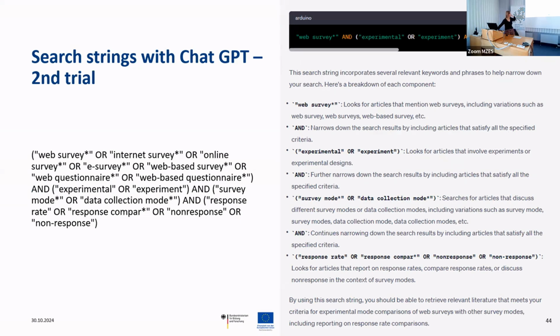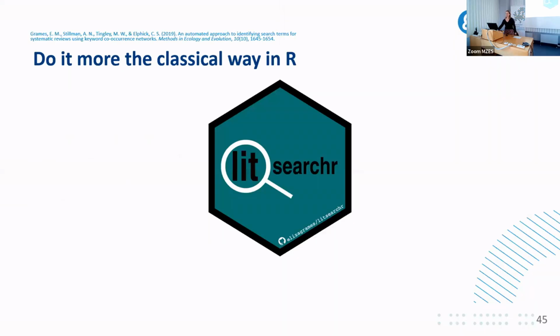And then it gave me a nice search string, which showed it understood that web survey is the same as internet survey or online survey or e-survey or web-based survey and so on. And then it says to take the experimental setting into account, so take experimental or experiment into account. And then I'm only interested in survey interviews or in surveys and not in criminal interviews or something. Then it took survey mode, data collection mode, response rate, and so on into account. And then this worked in the end quite well.